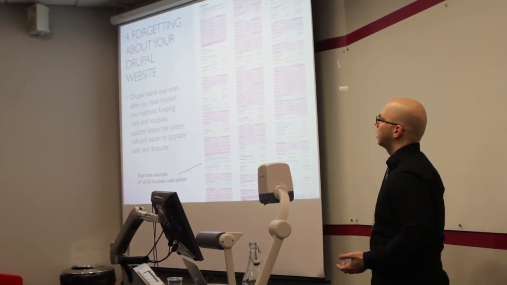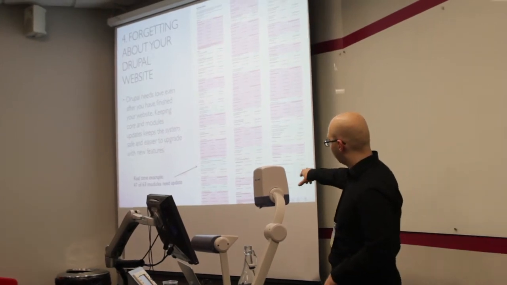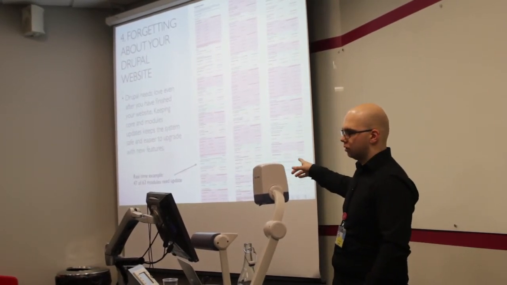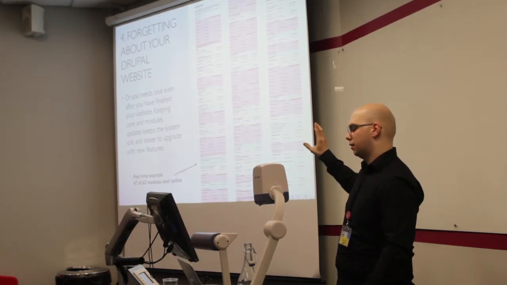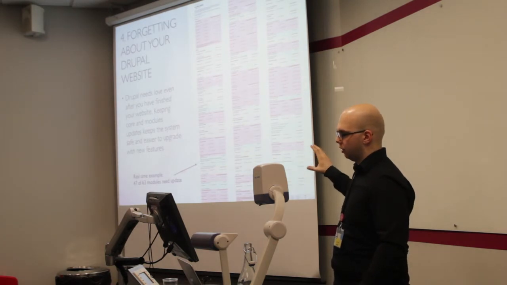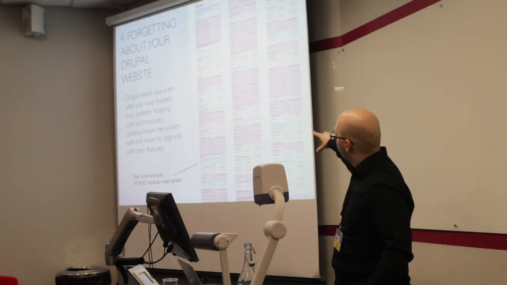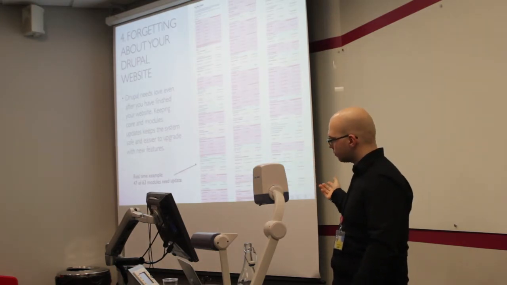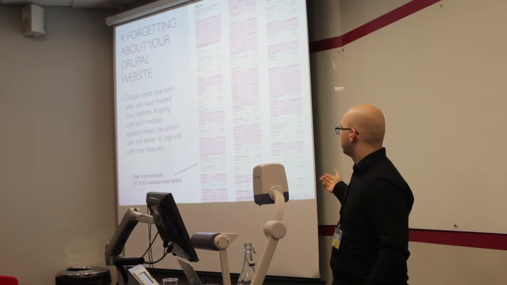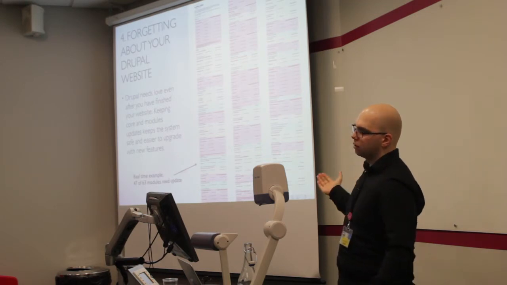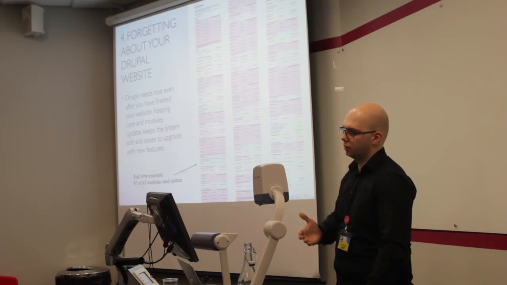So here, for example, this is the list for one website. It contains 63 modules. I don't know why, but almost 50 of them are not upgraded to the latest version. Those which are red are actually security updates. So this website has a lot of security holes in it, and it wasn't updated for three years. Basically, it wasn't updated since it was developed.